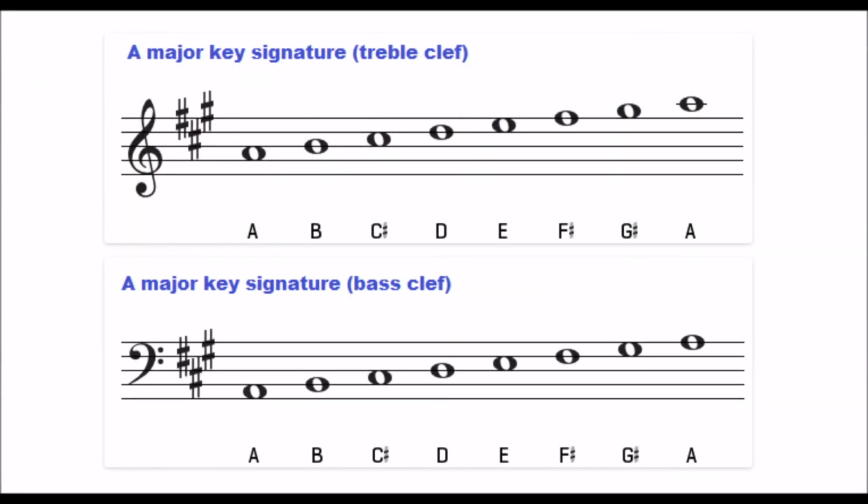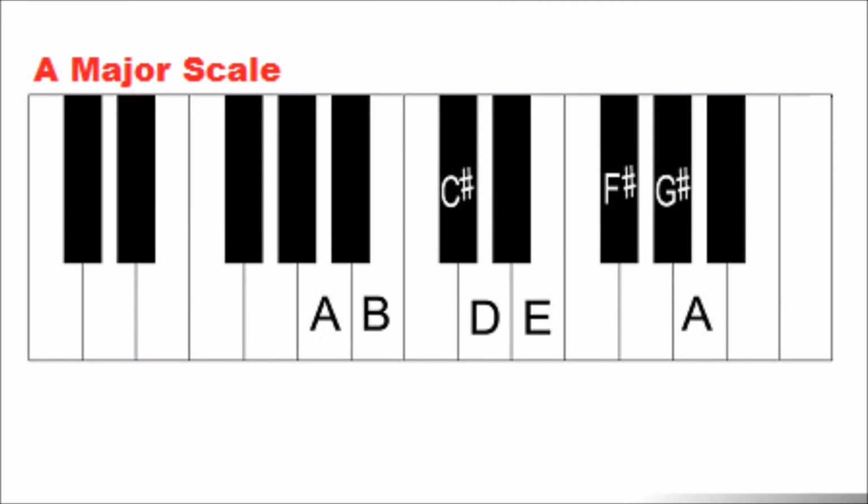Here's a diagram of the A major scale on the treble and bass clefs. It also shows the A major key signature. As we've seen, there are 3 sharps in the key of A major. These sharps are F sharp, C sharp, and G sharp. On piano, you play 3 black keys.